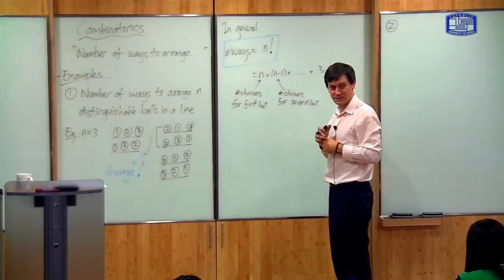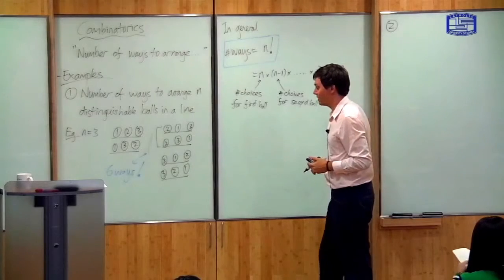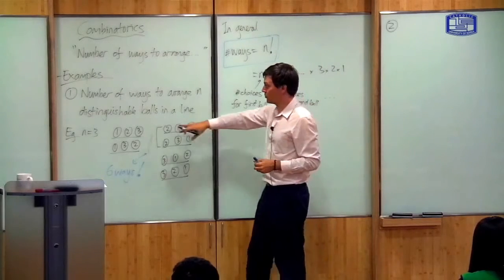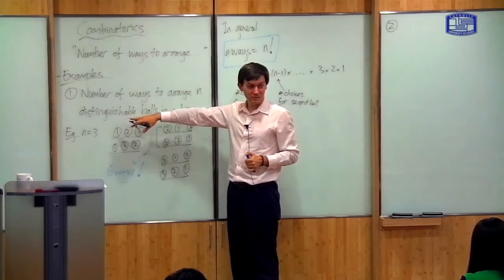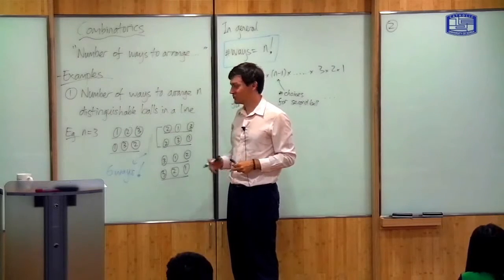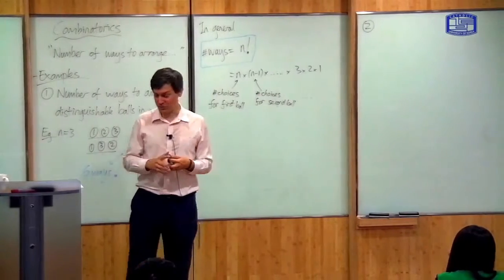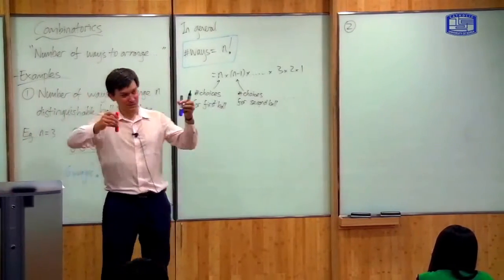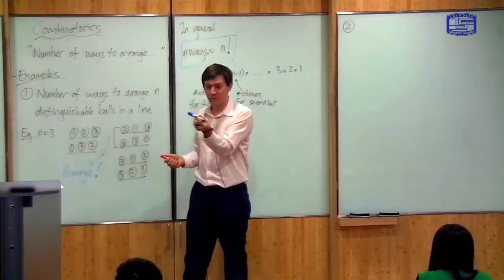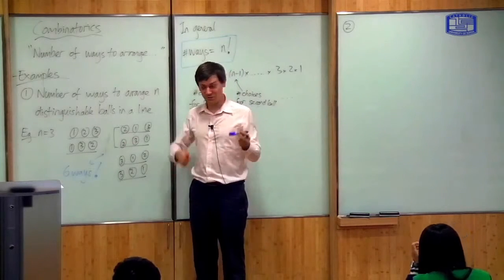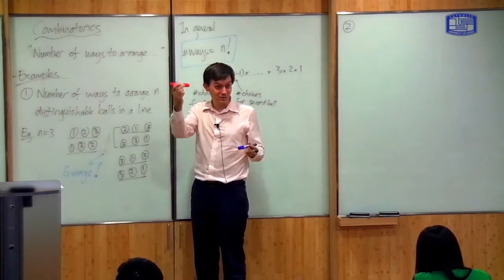Now the next case is slightly more tricky. Let's suppose that I've got these balls, but they are not all distinguishable. In particular, I'm going to consider the case where there are 2 types of balls. I'm going to suppose that I've got blue balls, and I've also got red balls, like this. And all of the blue balls look the same, so I can't tell the difference. And all of the red balls look the same, so I can't tell the difference.